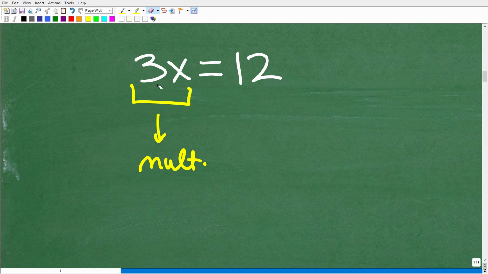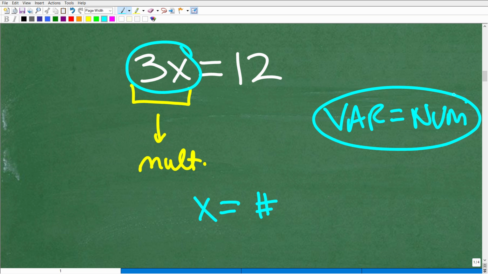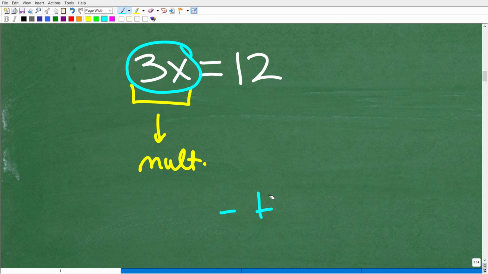Okay, so here we have 3x. This is multiplication. So when we see this operation that involves the variable, what we're looking to do is solve for the variable x. We want to get x is equal to one number. Typically we're going to want to have all our variables on the left and one number on the right, and we get an equation written in that manner. This is the solution to that equation.